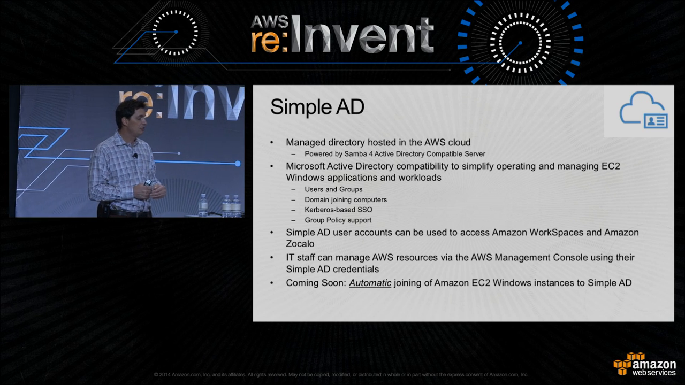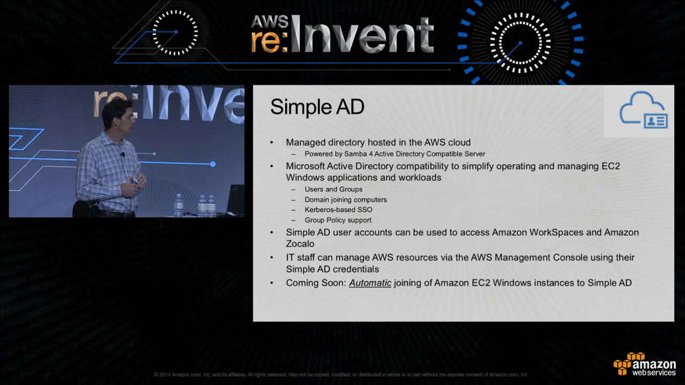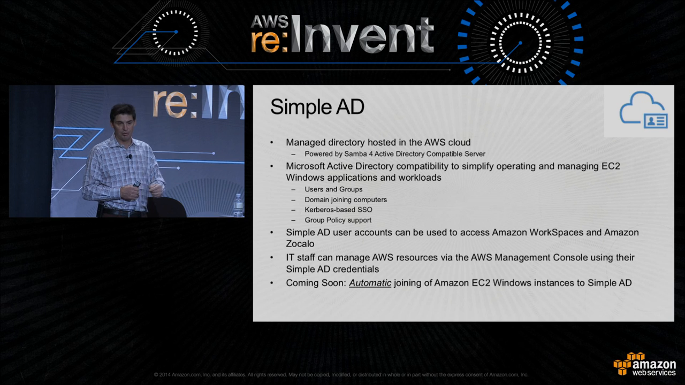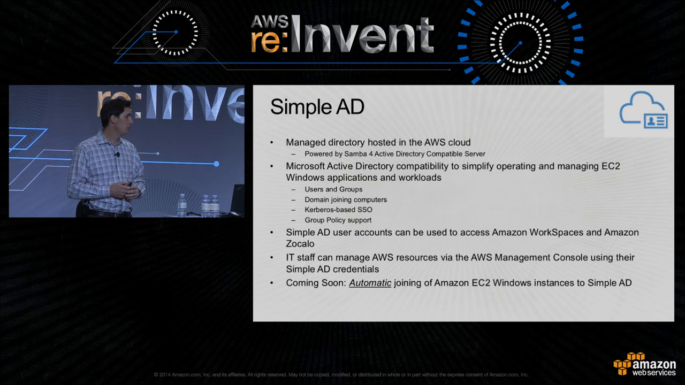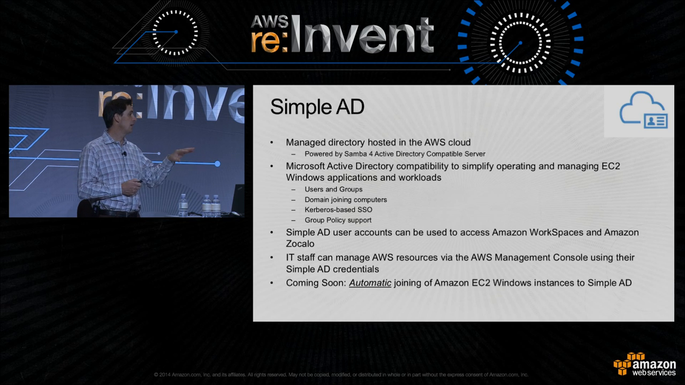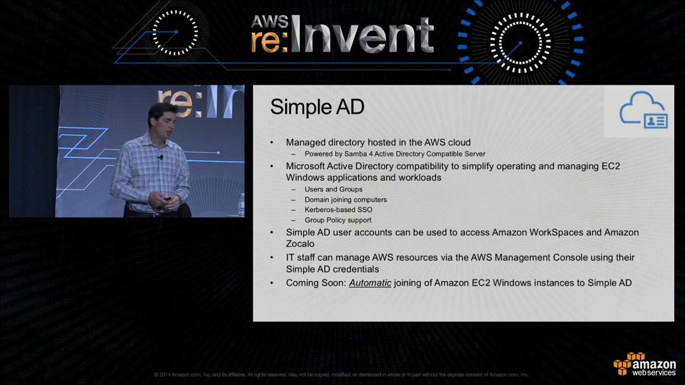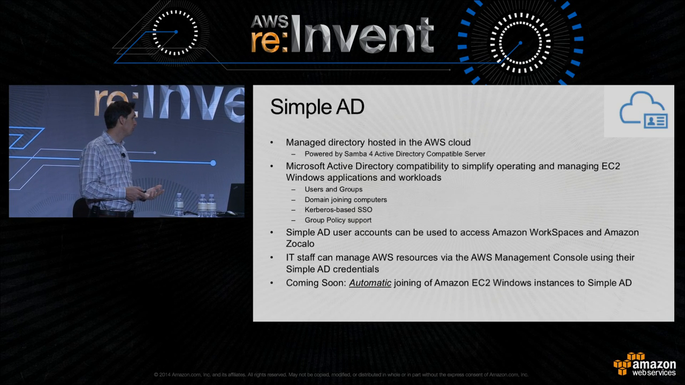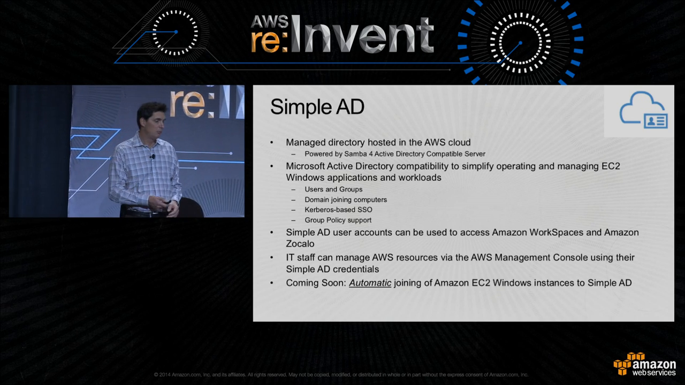The IT staff, again, can use an identity that was set up in the Simple AD to access AWS resources using that same federation that we just talked about. And you'll also be able to auto-domain join computers to that cloud-based directory. So very, very similar as far as functionality. The biggest difference is the directory actually resides in the cloud, and we manage the entire directory for you relative to the underlying resources, replication, recovery, and backup.